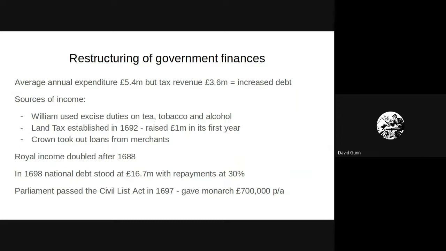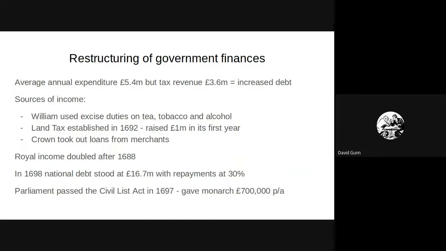William does have sources of income, excise duties on tea, tobacco, and alcohol. And there's a land tax introduced in 1692, which is new and which raises £1 million in its first year. So that's pretty successful. And the Crown also takes out loans from merchants. The land tax is new, but the other things aren't new. Excise duties, loans from merchants, you should remember that from the earlier Stuart monarchs. And they're reasonably successful. Royal income doubles after 1688.